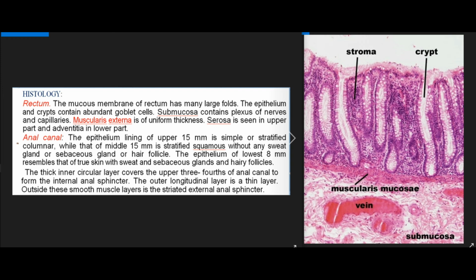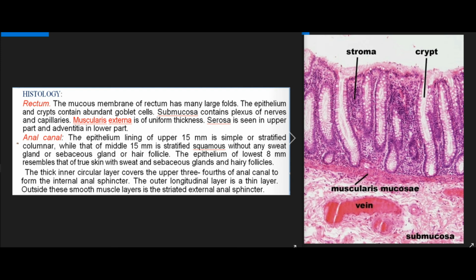Anal canal: the epithelium lining of the upper 15 mm is simple or stratified columnar, while that of the middle 15 mm is stratified squamous without any sweat gland or sebaceous gland or hair follicle. The epithelium of the lowest 8 mm resembles that of true skin with sweat and sebaceous glands and hair follicles.